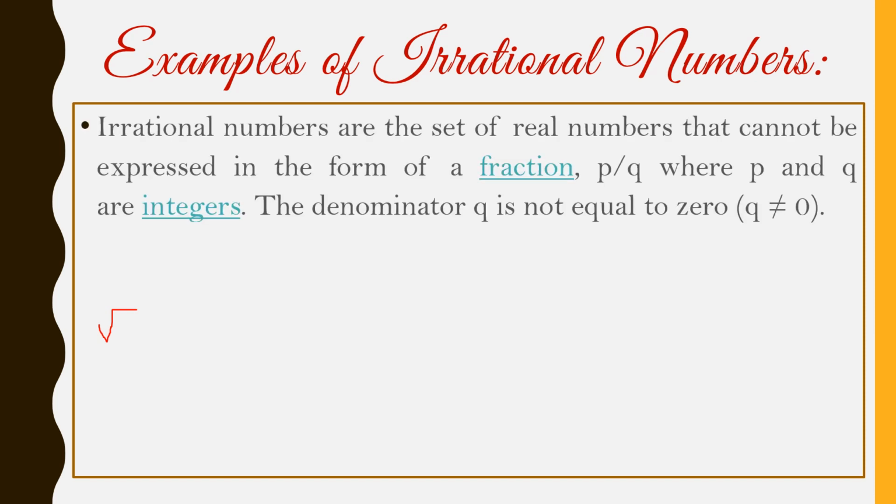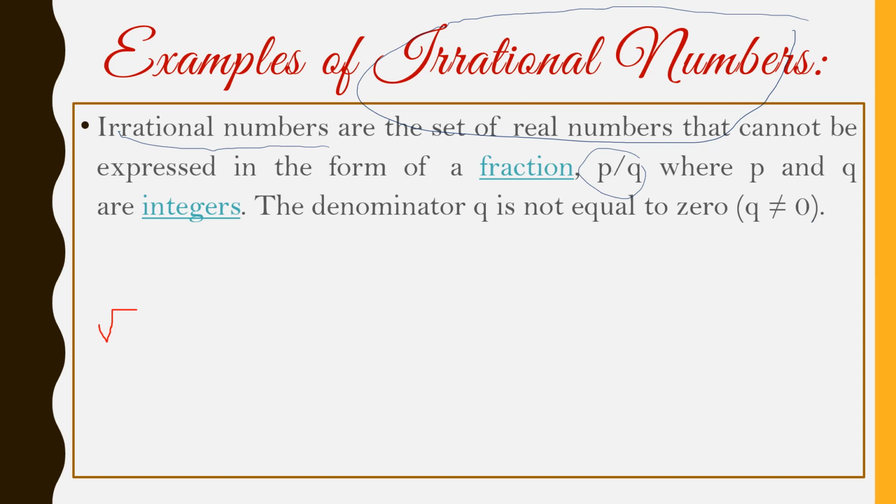We have irrational numbers on the other hand. Irrational numbers are those that do not belong in the set of rational numbers. It says there, irrational numbers are the set of real numbers that cannot be expressed in the form of a fraction p over q, where p and q are integers and the denominator q is not equal to 0. Same condition, but irrational numbers cannot be expressed using this form.